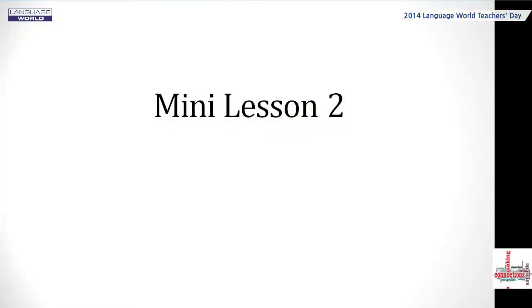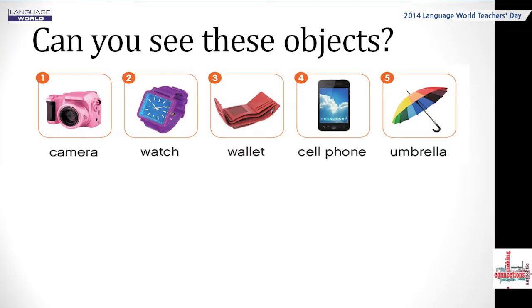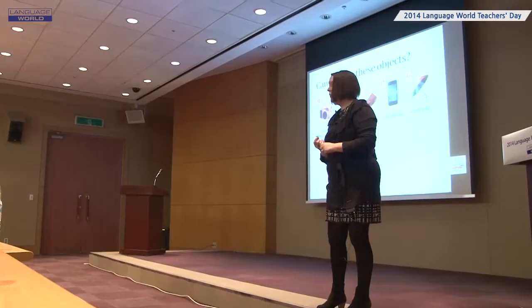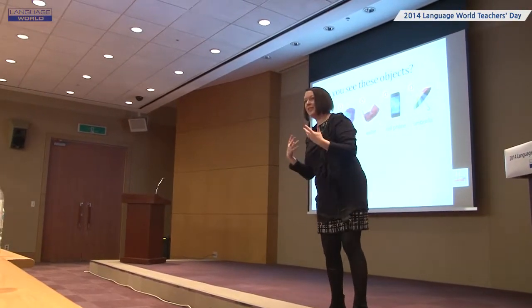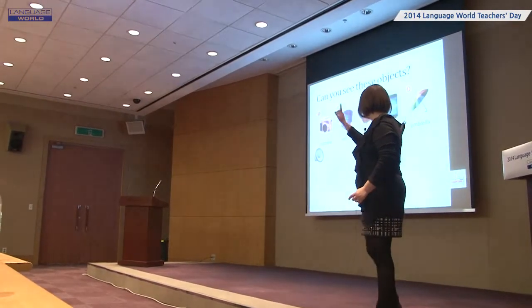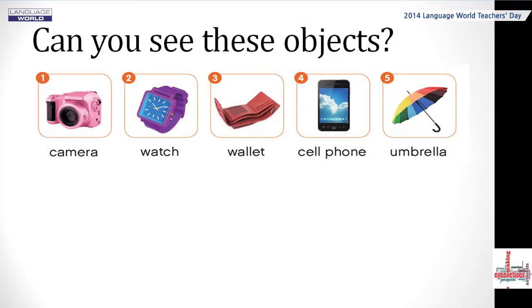Mini lesson 2. Can you see these objects? What do we have? Okay, let's start slowly. We have number 1, number 2, number 3, number 4, number 5, umbrella. Activity's over, right?